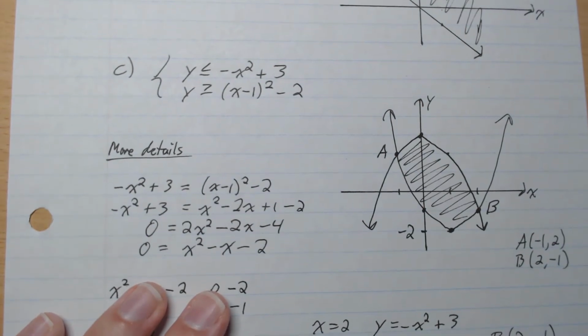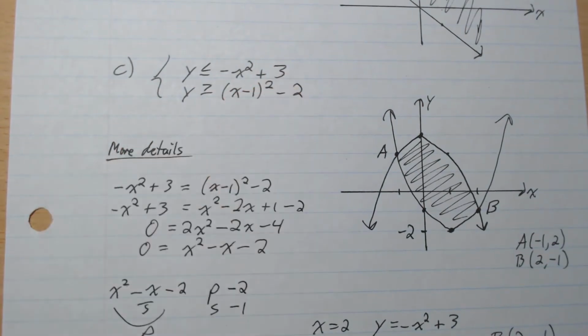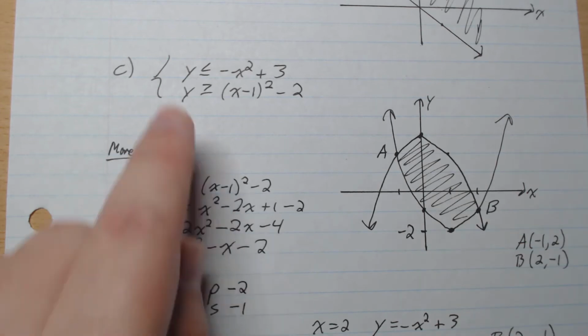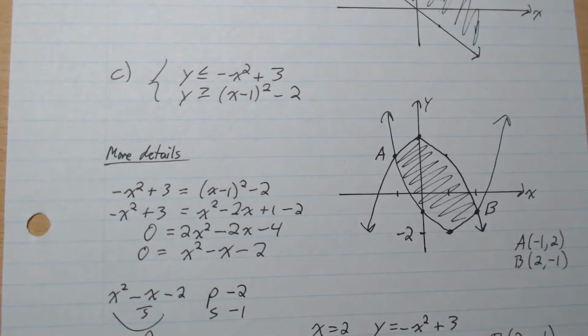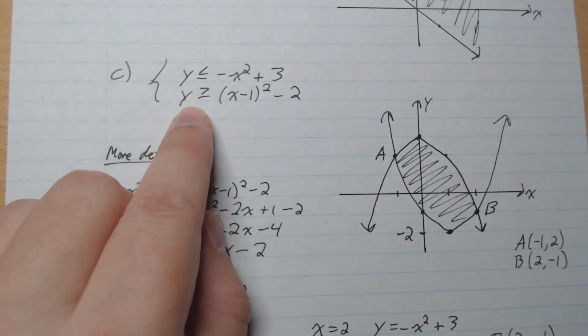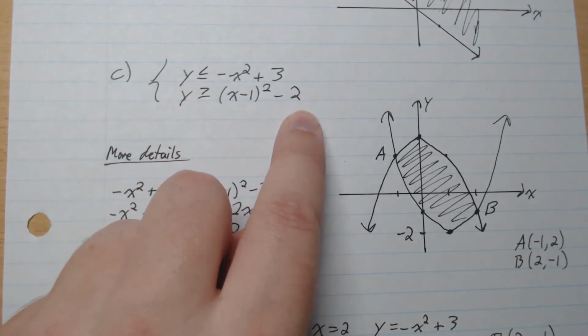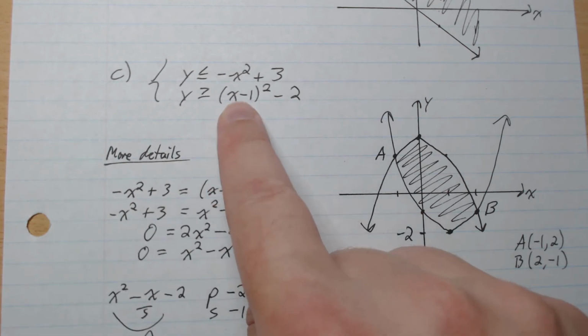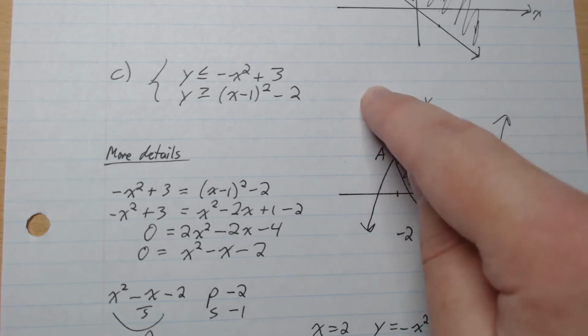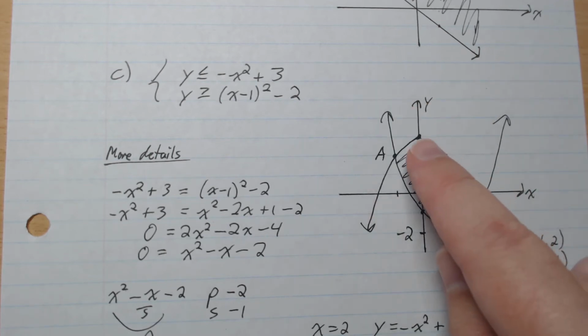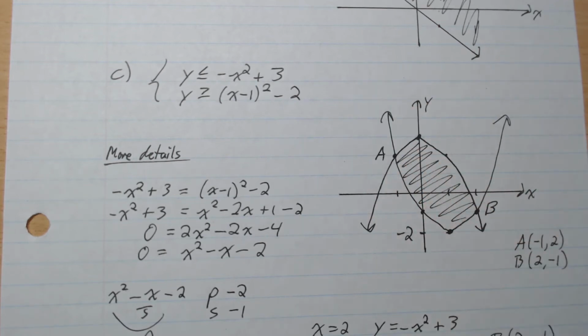Okay, C, -x squared plus 3, so 1, 2, 3, and then -x squared, like that. And we are below or equal, so it's a solid boundary line, and it's below, like that. Greater or equal to x minus 1 squared minus 2, right? So the vertex is 1, -2, right? So 1, -2, like that. And then there's our other quadratic as such. And so in between is the solution region.